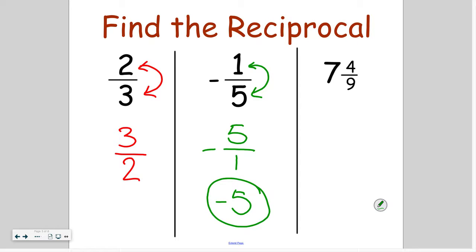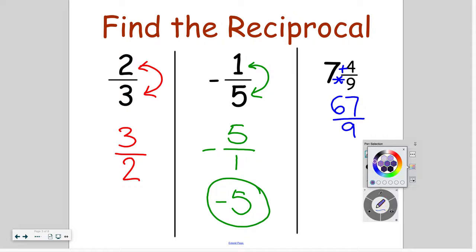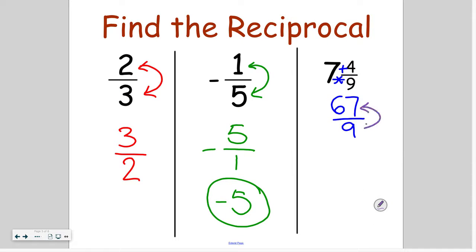The last one that we have to deal with is when we have mixed numbers. The first thing we have to do is turn our mixed number into an improper fraction. If you remember, we do that by taking the denominator times the whole number, so 7 times 9 gives us 63. And adding on the numerator, which gives us 67/9. And then we want to go ahead and find the reciprocal by flipping over those two values to give me a reciprocal of 9/67. So we're going to use this idea of reciprocal to help us with the dividing of rational numbers.